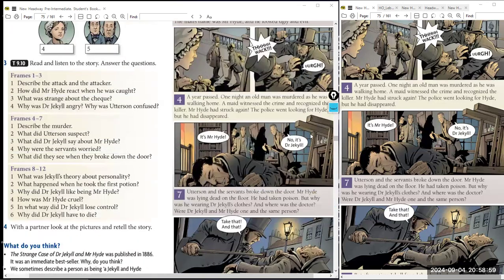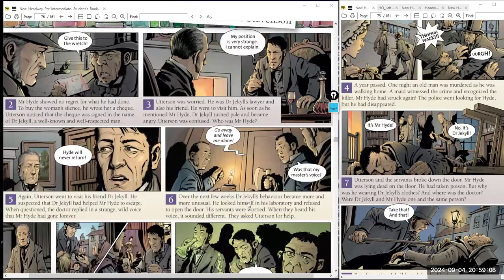Now the next question is, why were the servants worried? They're worried about what?